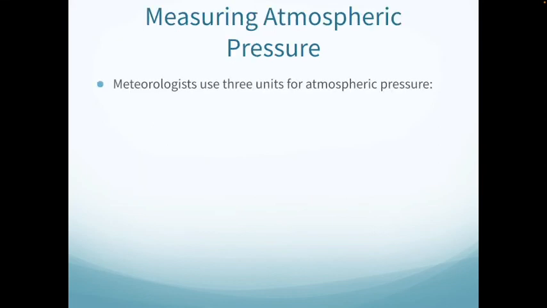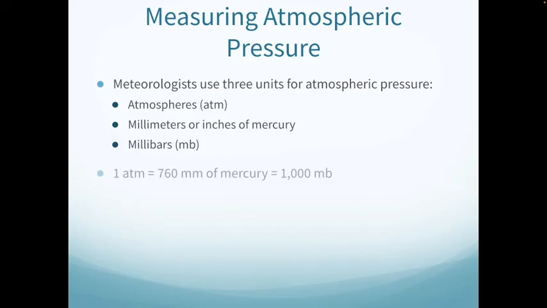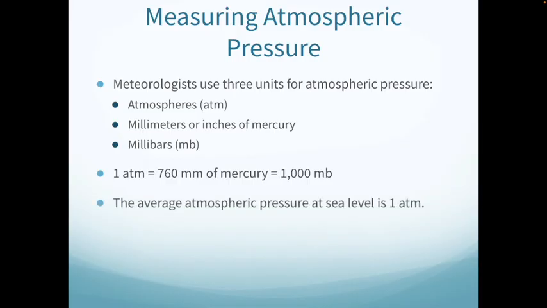All right, so measuring atmospheric pressure. So meteorologists use 3 units for atmospheric pressure, which include atmospheres, millimeters or inches of mercury, and millibars. Here's your conversion factor for your conversions. 1 atmosphere is equal to 760 millimeters of mercury, or 1,000 millibars. The average atmospheric pressure at sea level is 1 atmosphere. So as you go higher, that number gets smaller, and theoretically, if you go lower than sea level, it would increase.